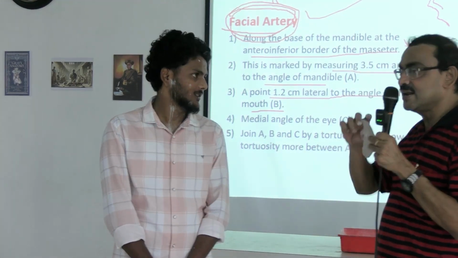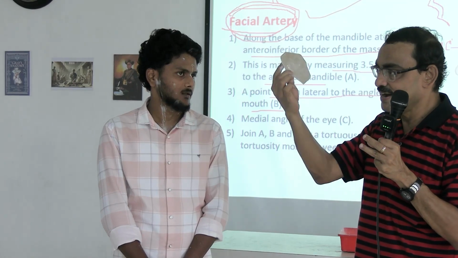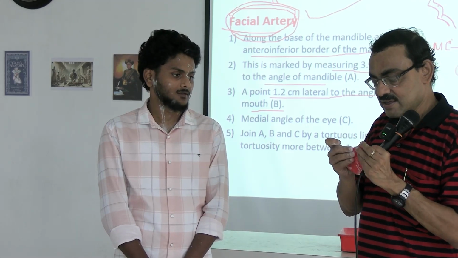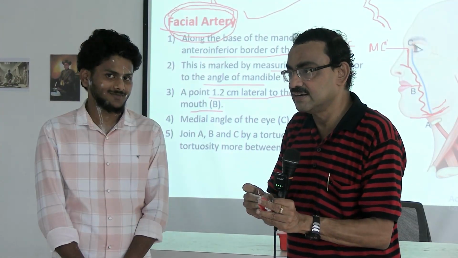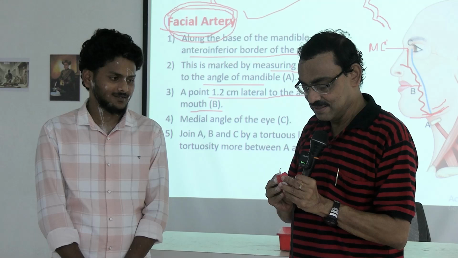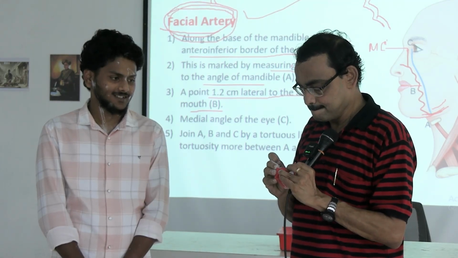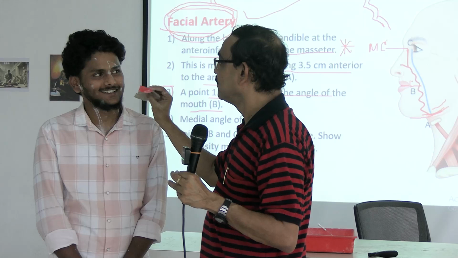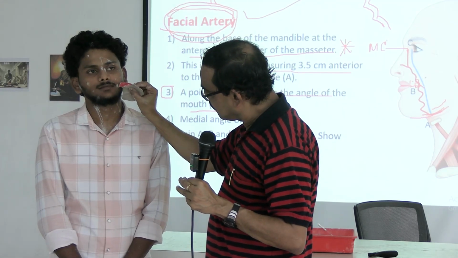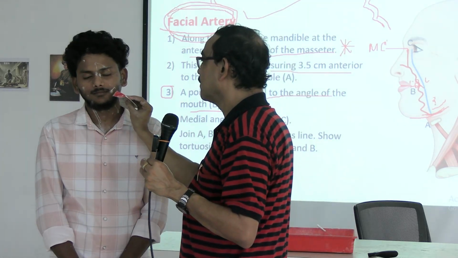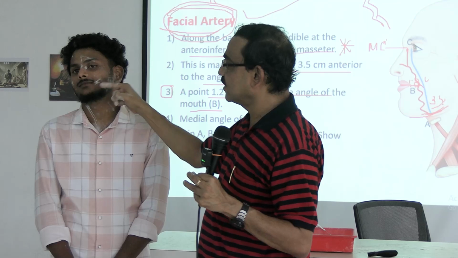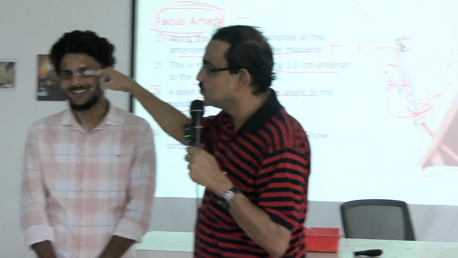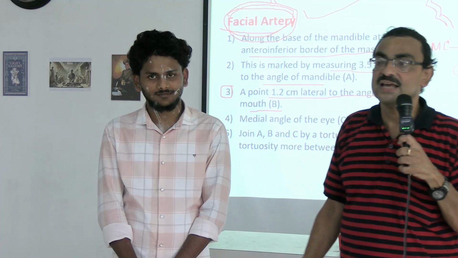Here we make a corrugated line, understood? We make it like this, again like this, this corrugated, zigzag lines. Join these two and join with these two with a straight line. We form the facial artery.